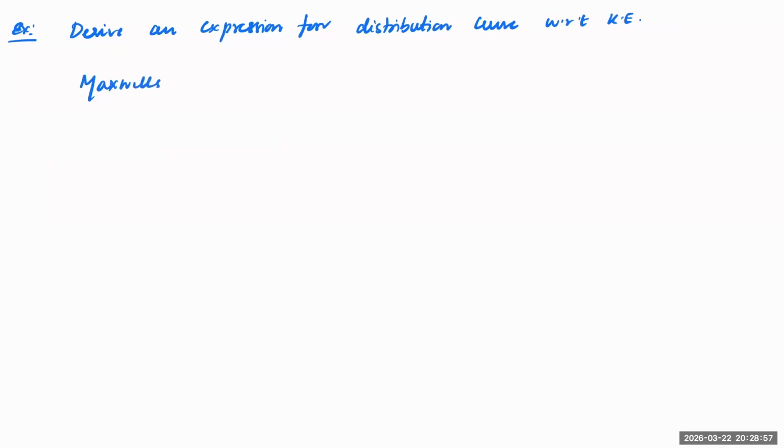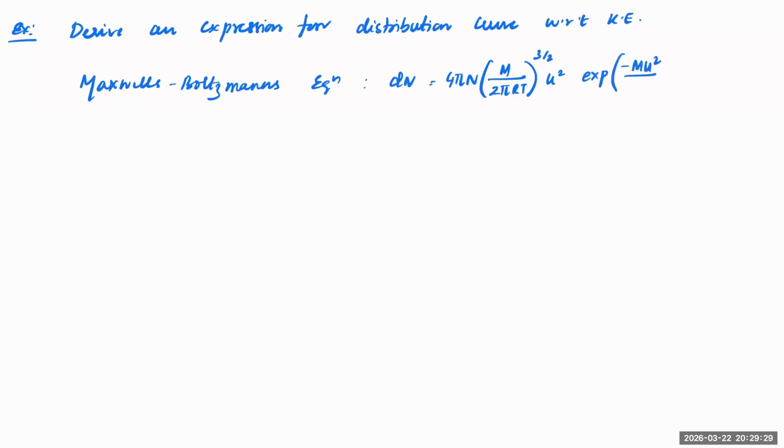Maxwell-Boltzmann's equation is dn, correct? dn is equal to 4 pi n into (m by 2 pi RT) raised to power of 3 by 2, correct? And then we'll get u square, and then we have exponential value, which would have minus mu square by 2RT, correct? This into du. This was the original expression for Maxwell-Boltzmann's curve.